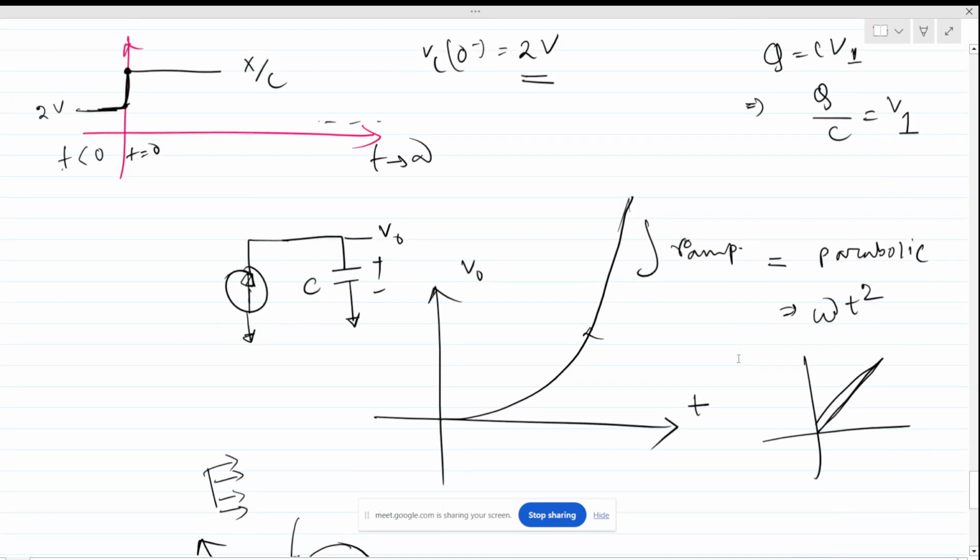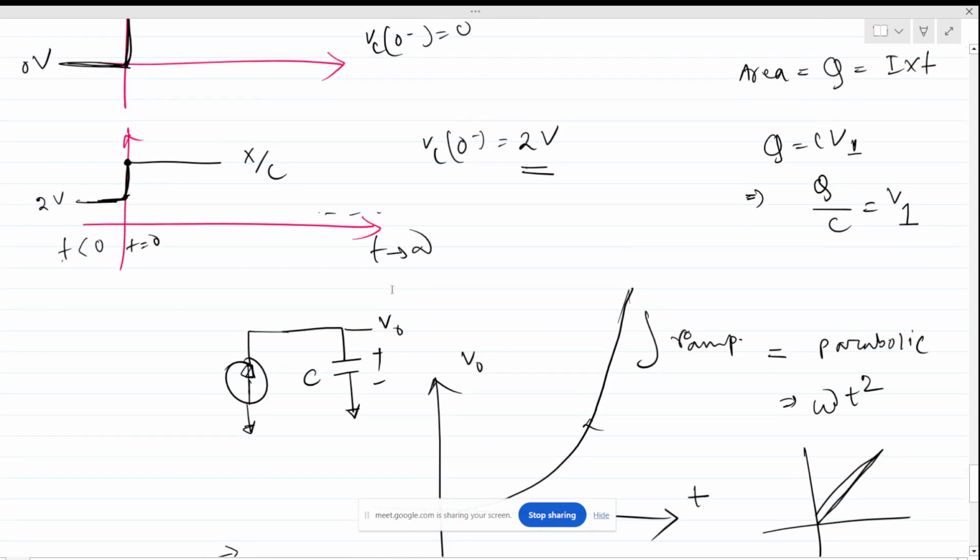Because the capacitor property depends upon the current flowing through it, so this will remain the same. And it is in series, so current flows only in one direction.